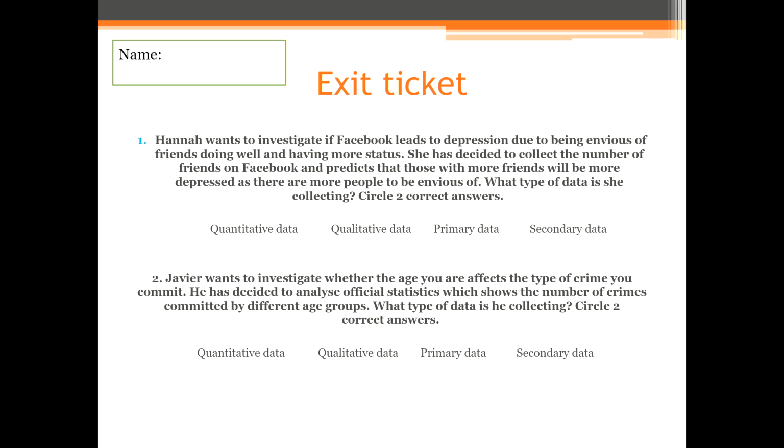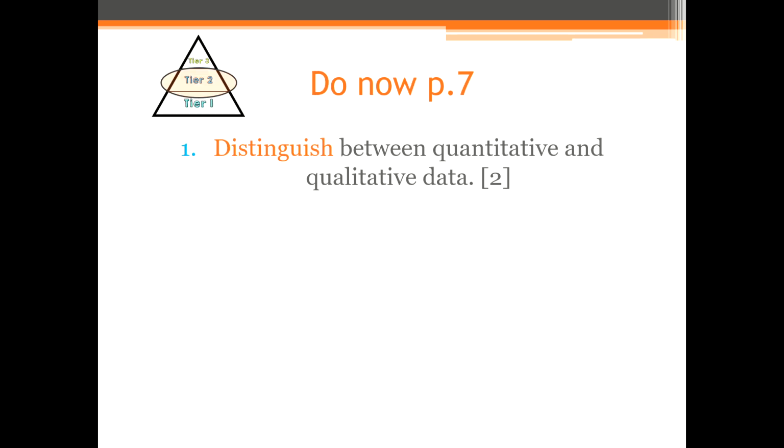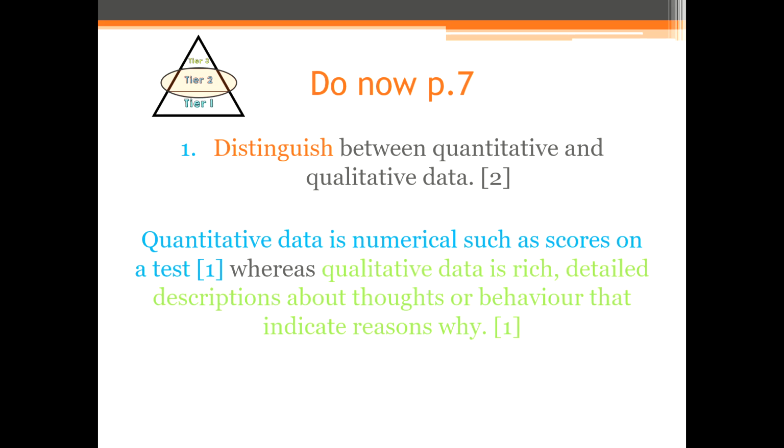So again, we've got number of crimes, so we've got a number which is quantitative, but this time he's using some statistics that have already been collected. So we've got secondary data for that one. And then again, we might get a distinguished question, which was similar to the primary and secondary one. So again, it's the definition of one of them, whereas sandwiched in the middle, and then the definition of the next one.